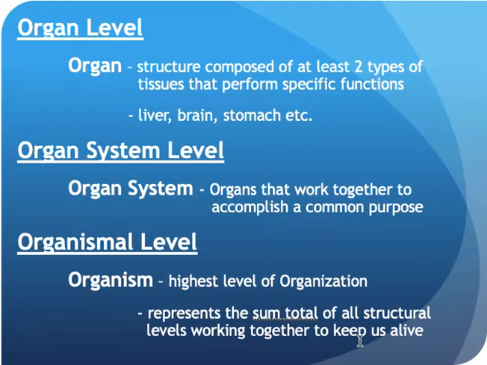Okay, so now we get to the organ level. An organ is a structure composed of at least 2 types of tissues that perform specific functions. A lot of us are familiar with the organs in the body, so liver, brain, stomach, etc. But I'm grouping a bunch of tissues together.